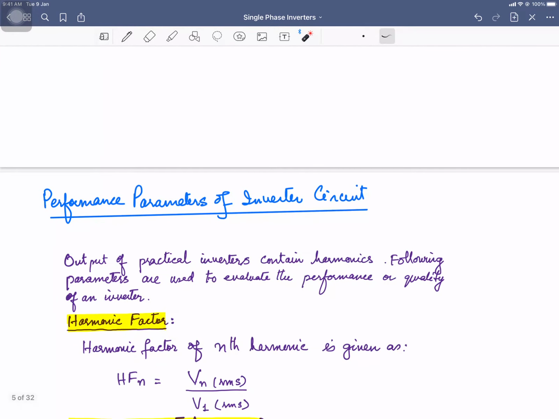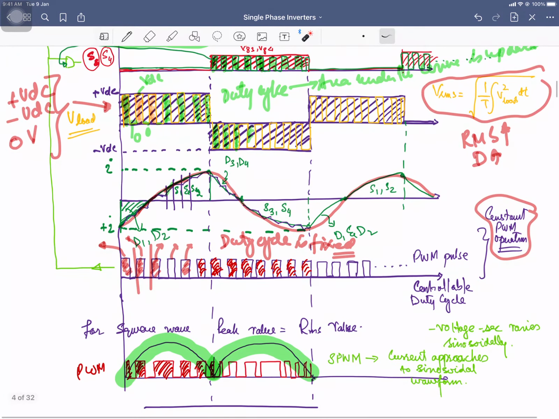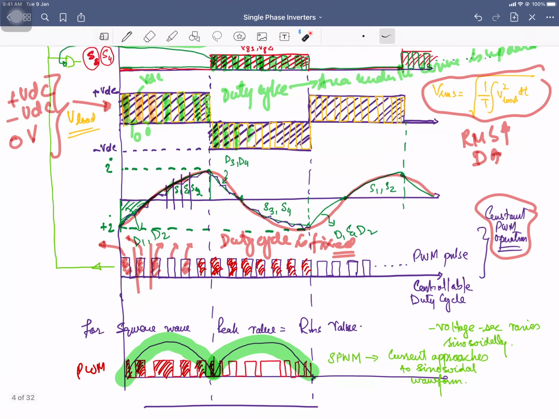Okay, so let's wind up this video. If I summarize, we have discussed the half bridge inverter, and then we have discussed the operation of the full bridge inverter circuit, and then we have seen how we can use the PWM to control the load voltage, and in the case of RL load, how we can control the wave shape of the current. So that's all from this video.